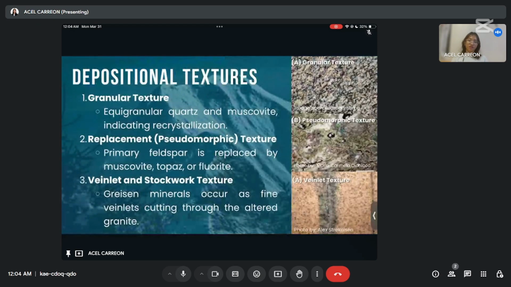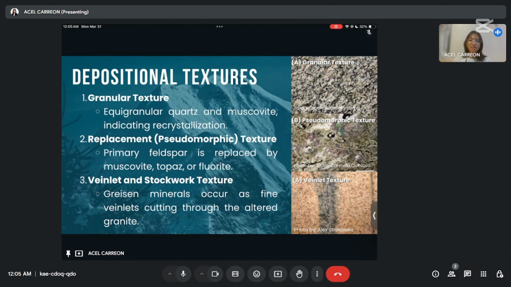The common depositional textures include the granular texture, which is as discussed earlier, it is the equigranular quartz and muscovite, indicating recrystallization. We also have pseudomorphic texture or the replacement texture, where the chemical or structural change of another substance retain its original external shape. It is where the primary feldspar is replaced by muscovite, topaz, or fluorite.